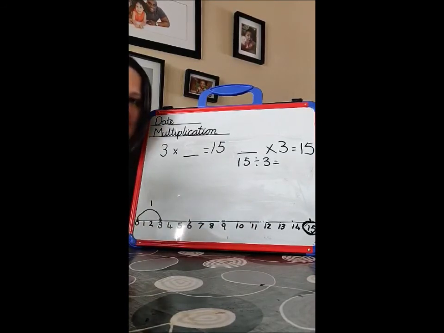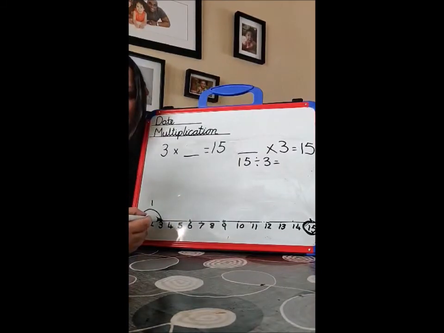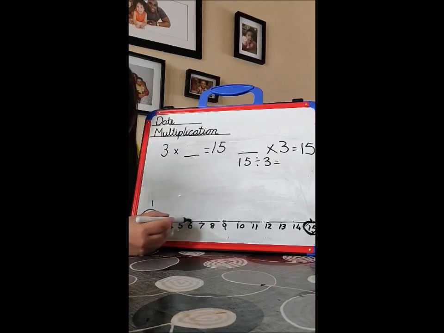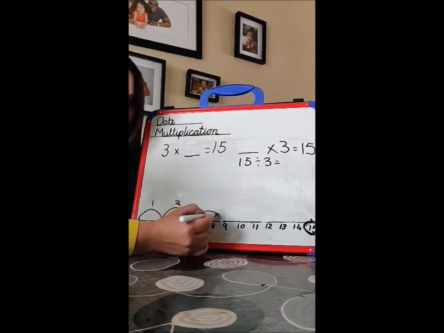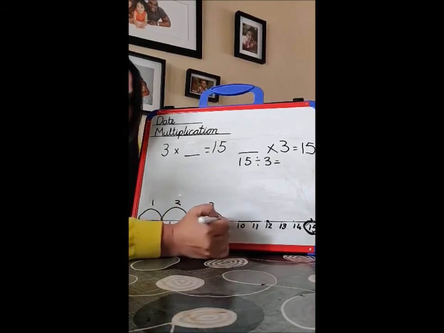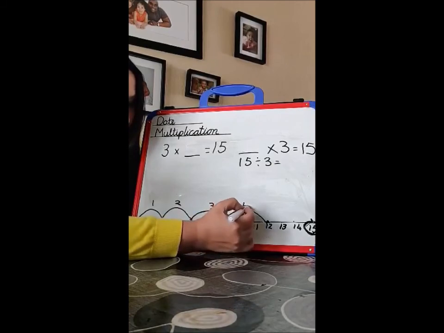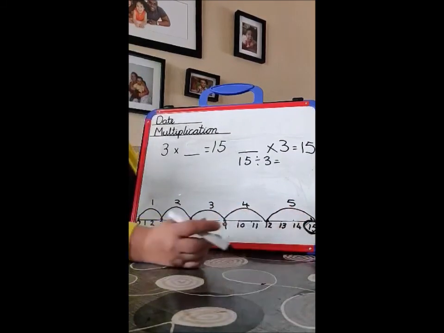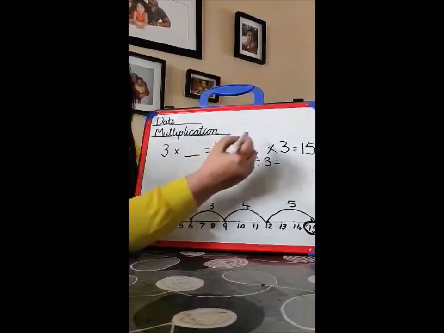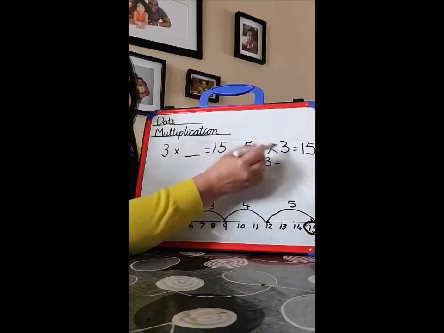Right, how many jumps did you do? Let's see how many jumps I do and see if it's the same. So 1, 2, 3, that'll take me to 6. That's 2 jumps of 3. 9 is 3 jumps of 3. 12 is 4 jumps of 3. And 15 would be 5 jumps of 3. So I had 5 groups of 3.